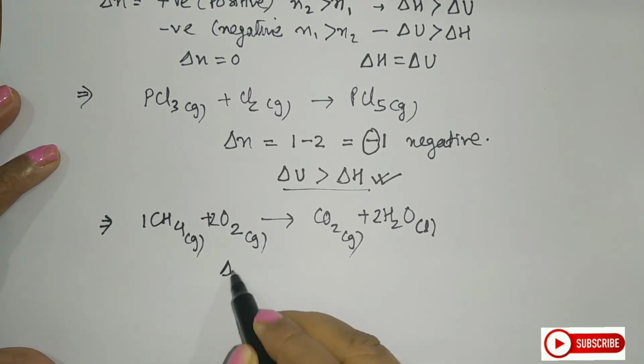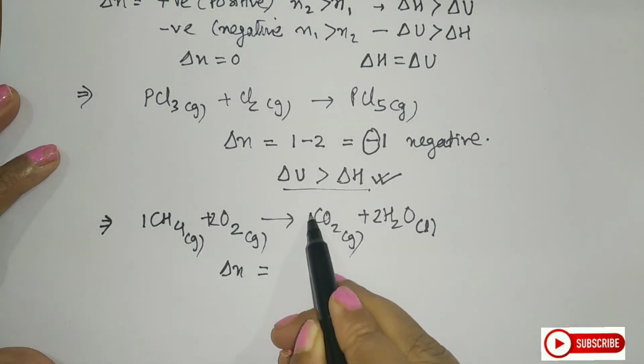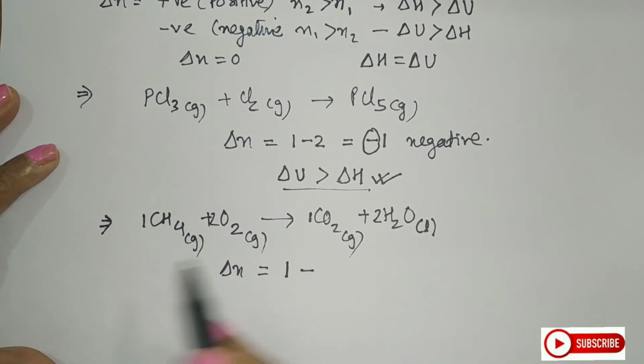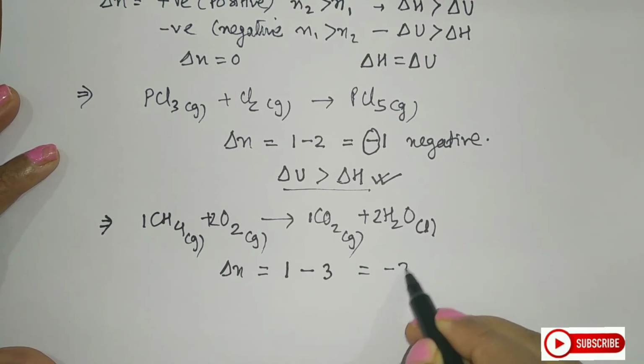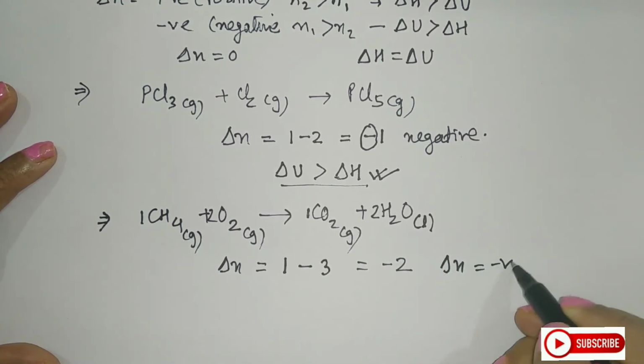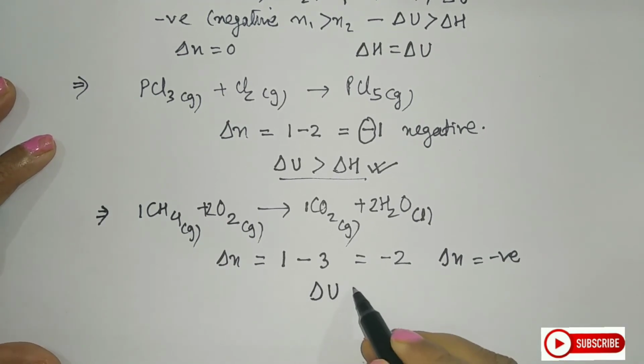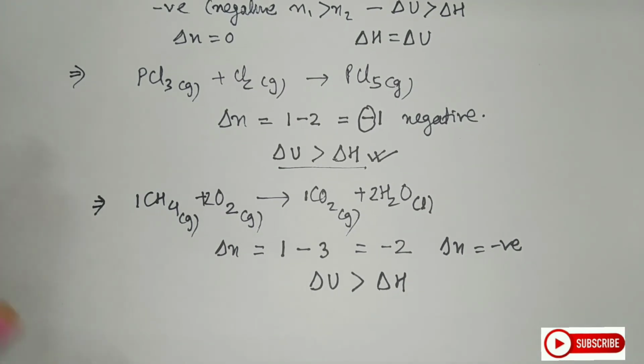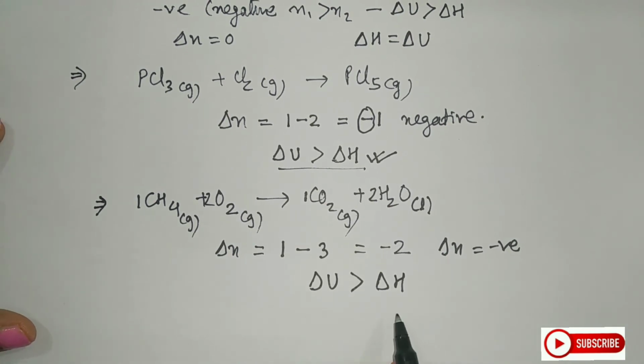Now calculate delta N here. Delta N will be 1 minus, it will be 2 plus 1, so that is 3. So that will be minus 2. Now as delta N is negative, here also your delta U value will be more than delta H. So this is how you have to use the concept of delta N to give the relation between delta H and delta U. I hope you have understood this particular derivation for the relationship between delta H and delta U through the ideal gas equation and various other terms which are involved in the expression.